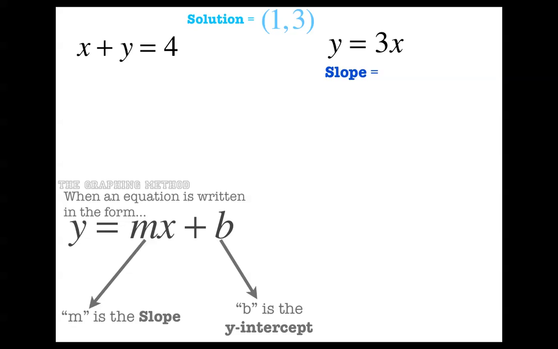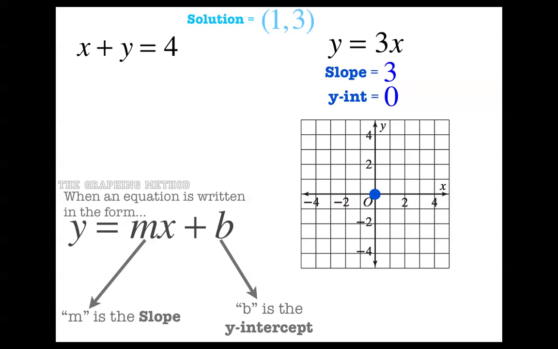So for this y equals 3x equation, the 3 is our slope, and since there's nothing else after it, it's like 3x plus 0. So our y-intercept is actually 0. When we go to graph this, we're going to start at 0 for the y-intercept, and our slope is going to be 3, which is like 3 over 1, which is like up 3 over 1. And we put another dot, and we connect the dots. And that line was fairly easy to graph.